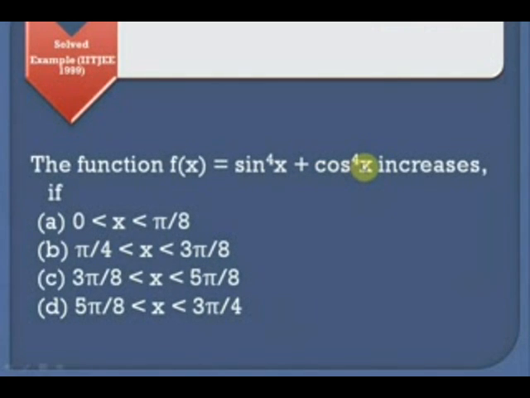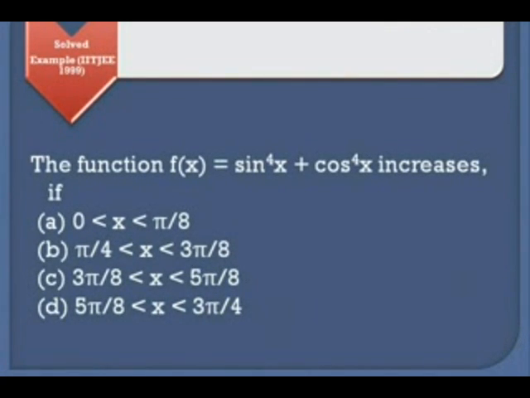So enough of theory, let's try to solve an IIT problem. Now this problem appeared in 1999 and it says that the function f of x equal to sin x to the power of 4 plus cos x to the power of 4 increases if option A is x lies between 0 and pi by 8, option B is x lies between pi by 4 and 3 pi by 8, option C is x lies between 3 pi by 8 and 5 pi by 8, and option D is x lies between 5 pi by 8 and 3 pi by 4. So in this problem we have to find the interval of x for which f of x equal to sin x to the power of 4 plus cos x to the power of 4 is an increasing function.